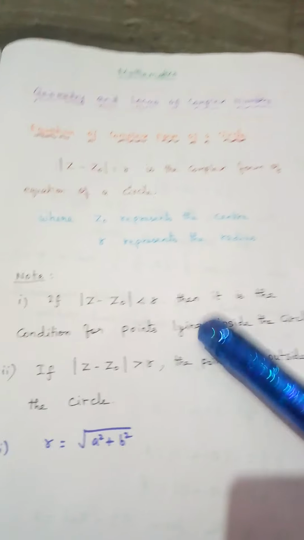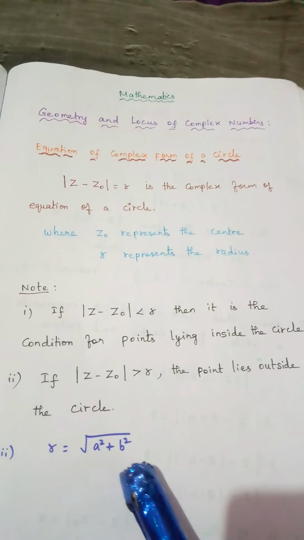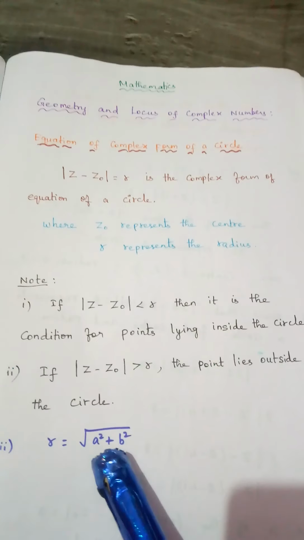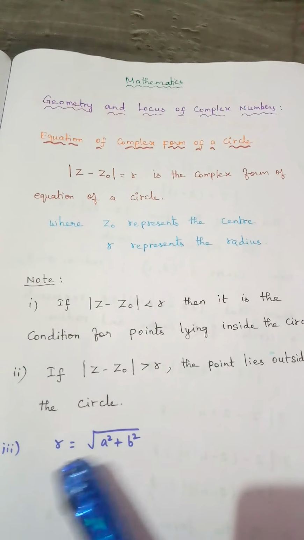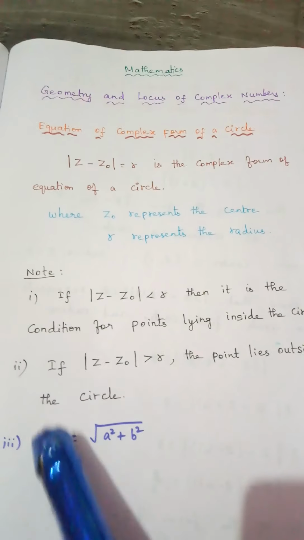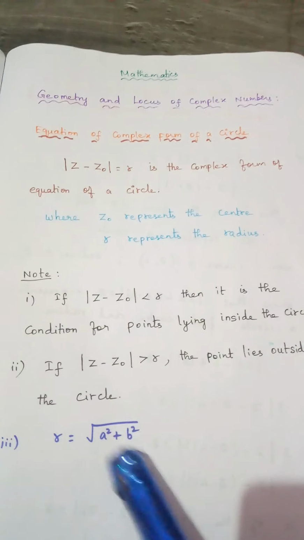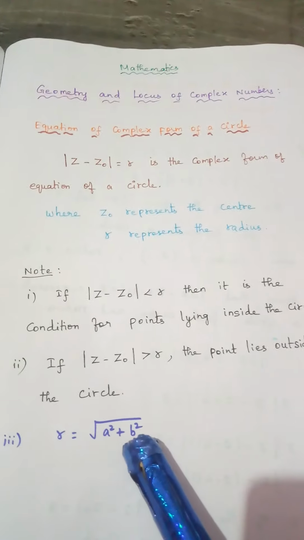Now, the radius formula is root of a square plus b square. Again, this is a well known formula for us. A is nothing but the real part, b is nothing but the imaginary part. This r can be calculated using this formula. So r is equal to root of a square plus b square.